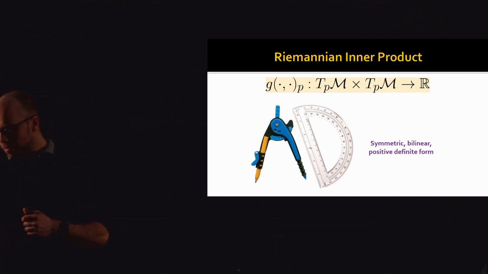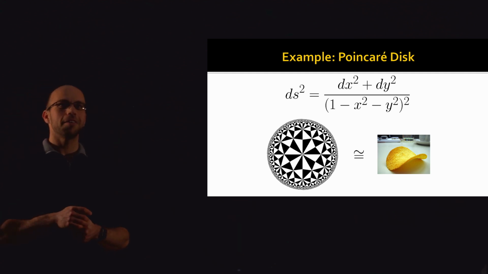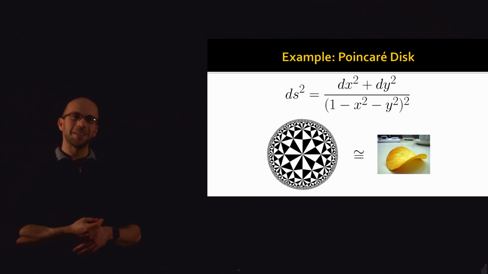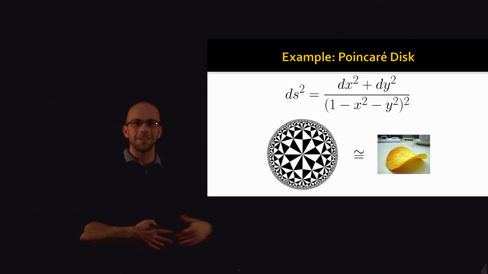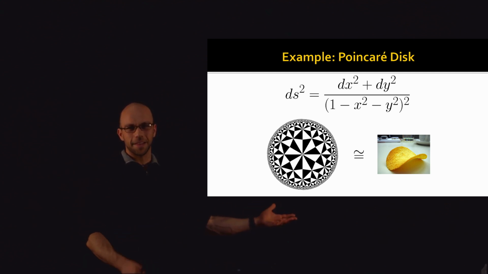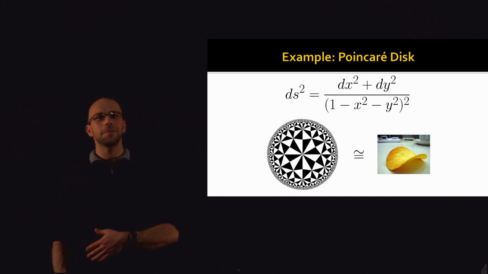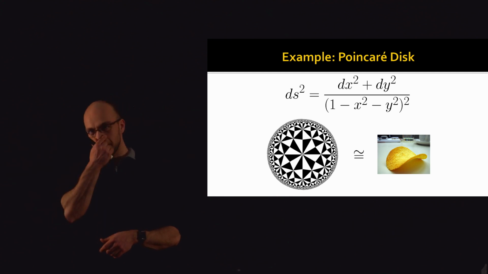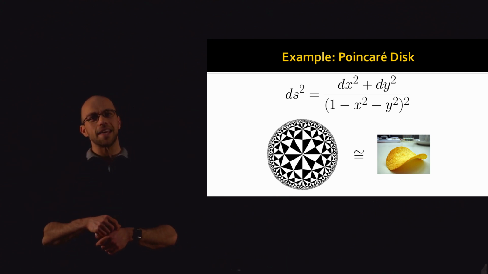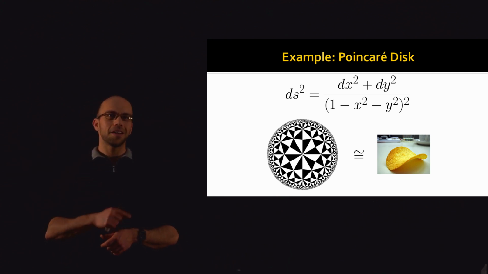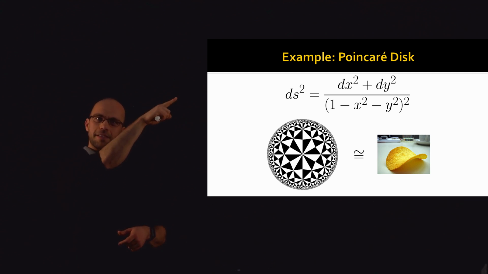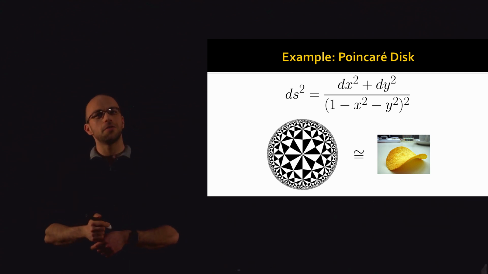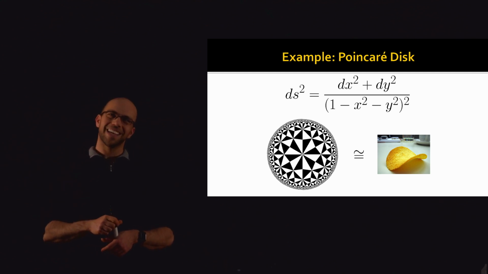So one simple example of a Riemannian manifold is the Poincare disk, where the topology is still just given by a disk, like the interior of a circle, like what you see on the left-hand side here. But in this case, the Poincare disk does not mess with angles, but it does mess with lengths. In particular, it says that I'm going to take the length of a vector and scale it by this factor 1 over 1 minus x squared minus y squared, squared.